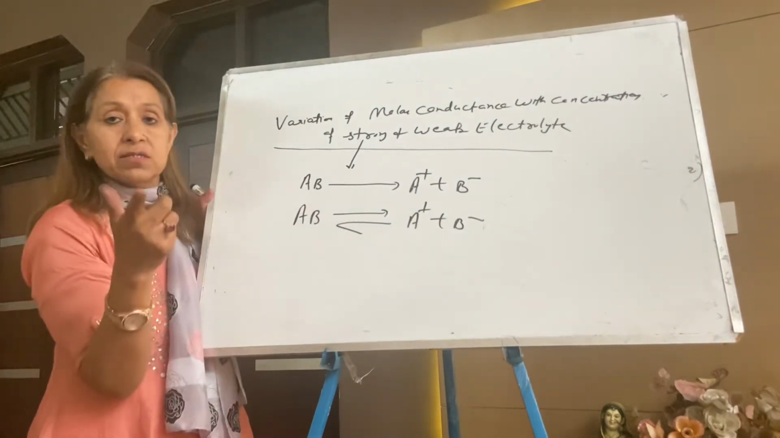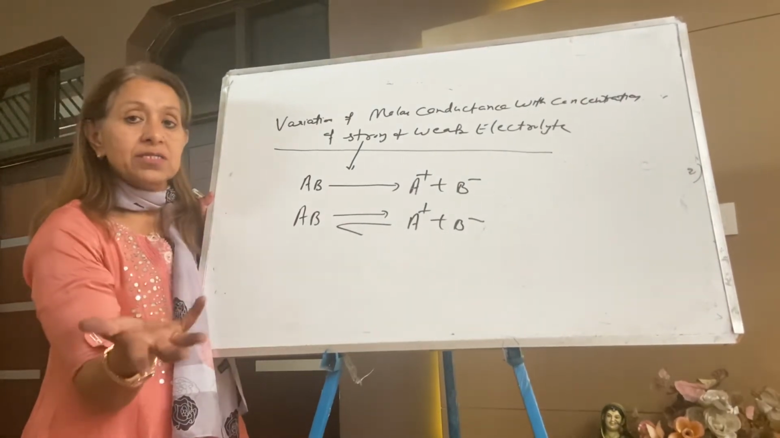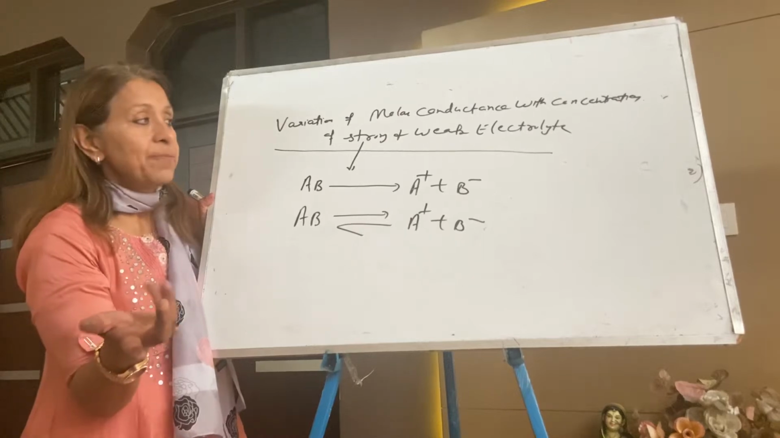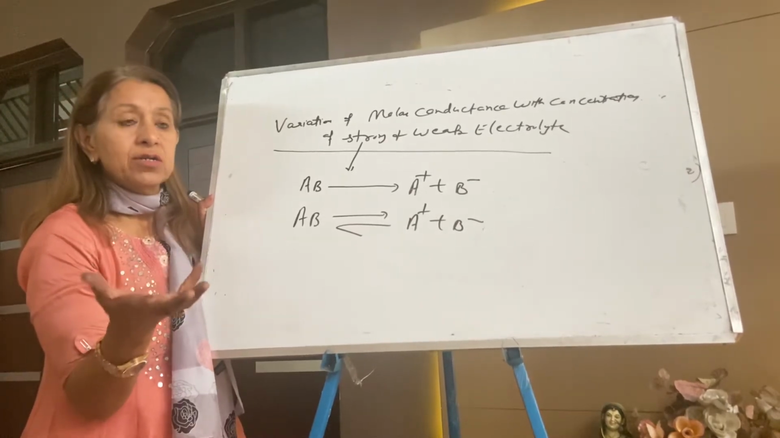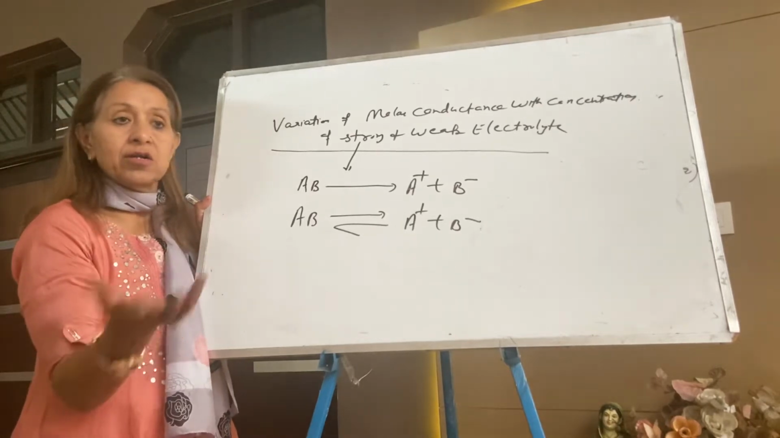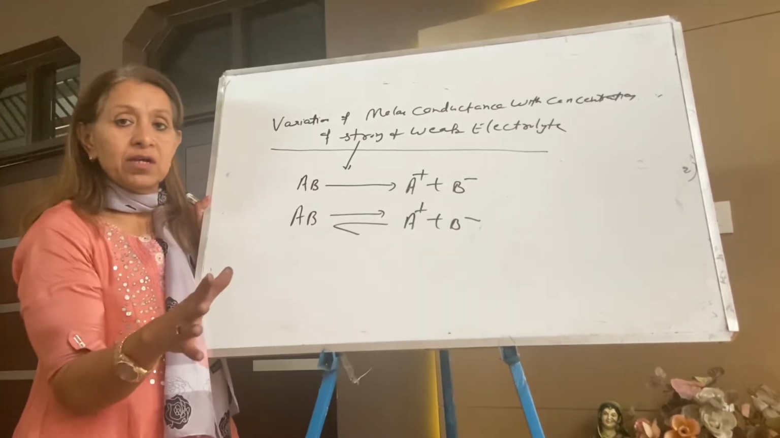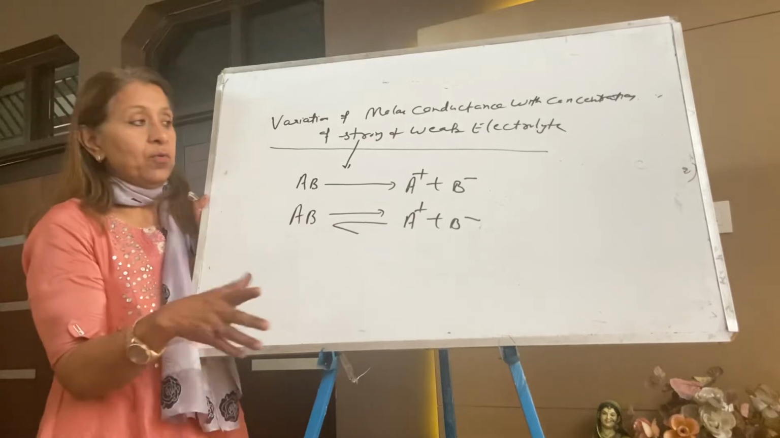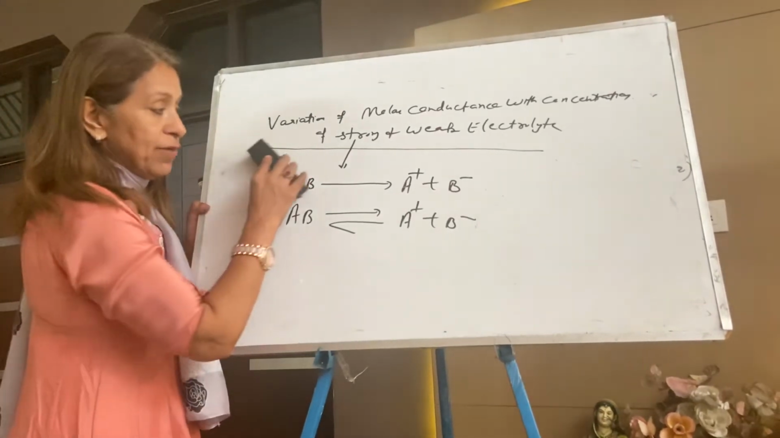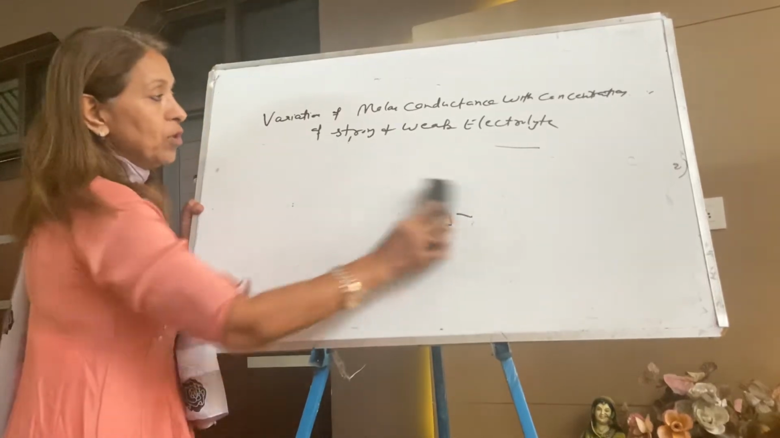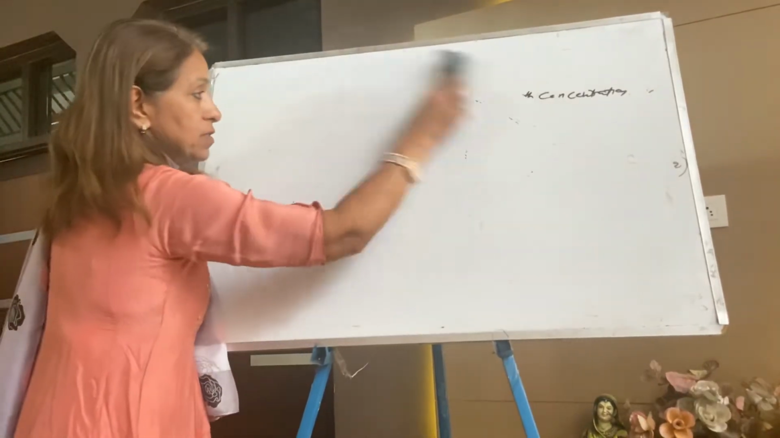More the ions, more the conductance. Less the ions, less the conductance. So that's the reason a strong electrolyte is a better conductor, a weak electrolyte a lesser conductor. So I think it is clear now. Let us start the topic now. Strong electrolyte is completely dissociated, gives more ions, and more ions mean more conductance.